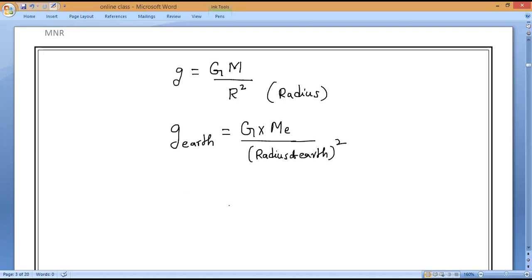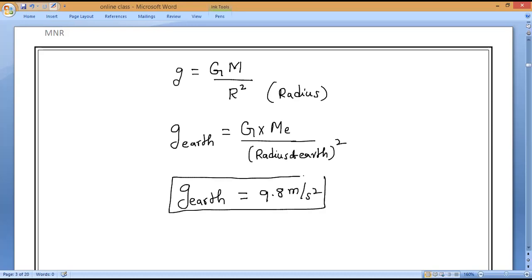So as we know, this value also we have found. What is the value of acceleration due to gravity of Earth? We have found it. How much is it? 9.8 meter per second square. So this is the acceleration due to gravity of Earth. We calculated it already in the last class. Those who have not watched yesterday's video, please kindly watch. Unless you watch that, you cannot understand how this equation came.